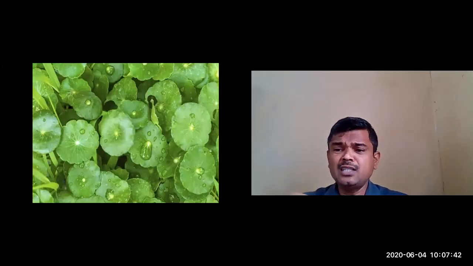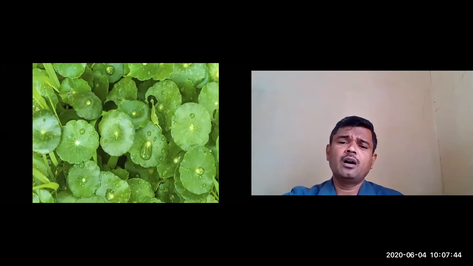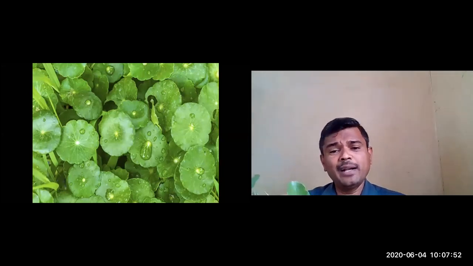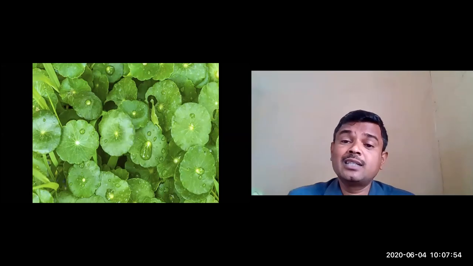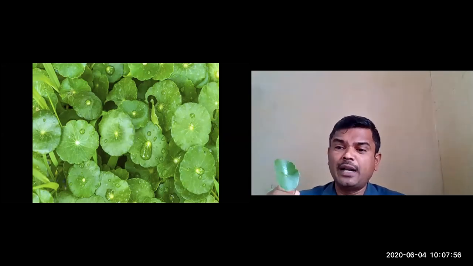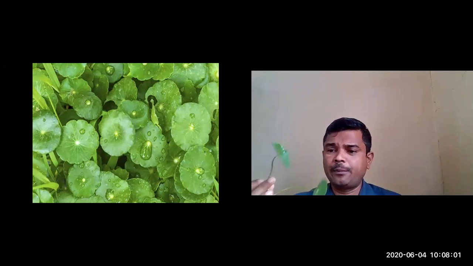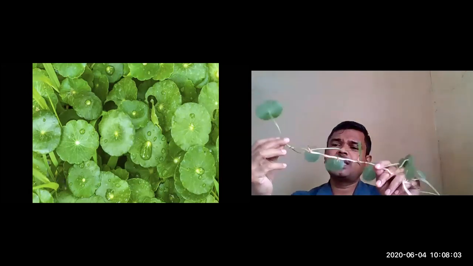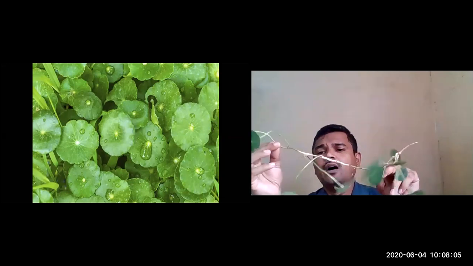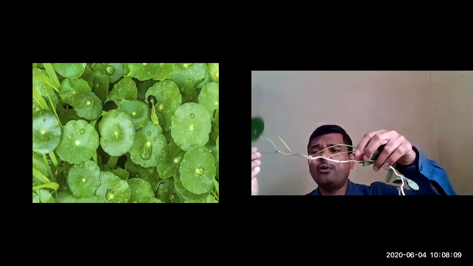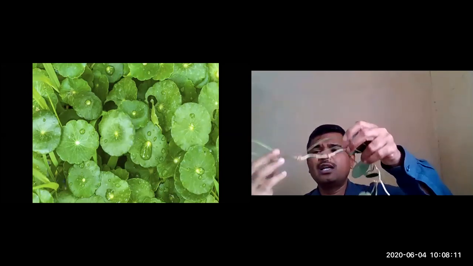What you are observing is a type of Manduka Parni, but this is not Centella asiatica. It is a type of Brahmi. We call it the Sri Lankan variety of Manduka Parni. You can observe it in the videography also. Same as Brahmi, it is also a Valli, a creeper. In the same way, this is also a creeper.